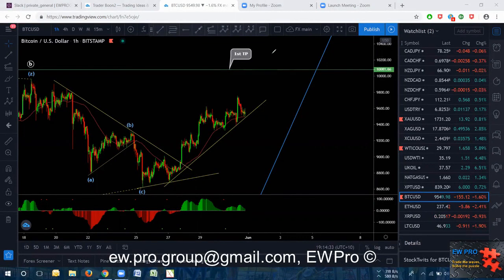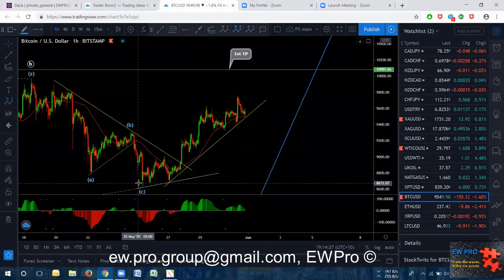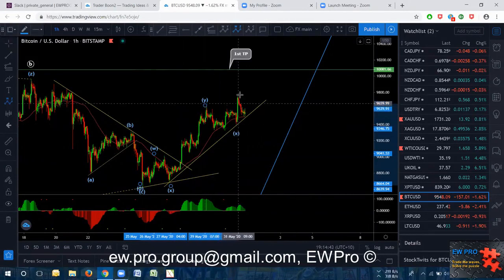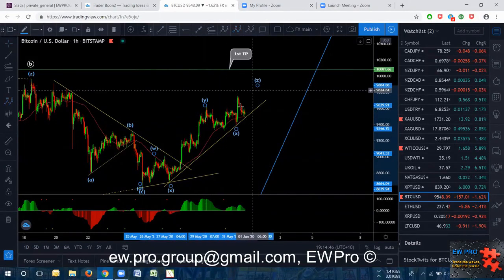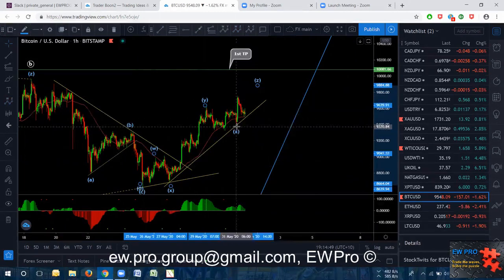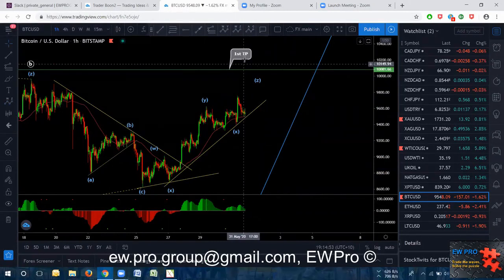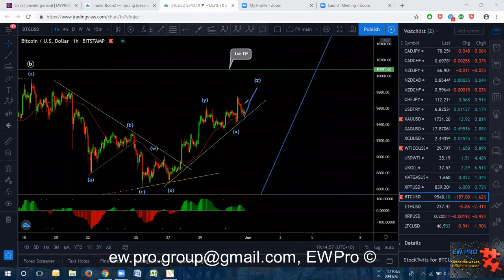Because if we have a look at here, we've got a WX, YX, and this is our Z up. Now this Z up isn't over yet. So this still can just go straight up here. So yeah, it's important to move to break even. And once we get this trend line break, look to take profit. This is your first target here. Definitely take half off here. If price gets up to here, definitely take half off.